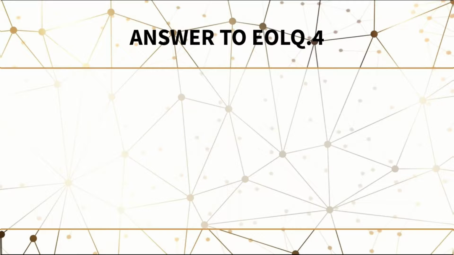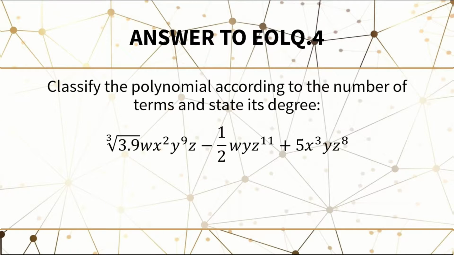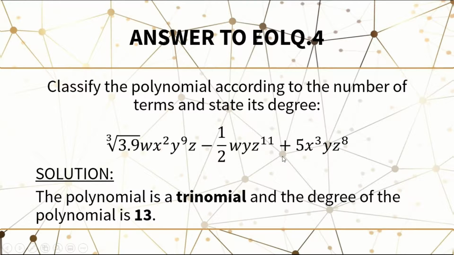Sagutin muna natin ang answer ng ating end of lecture question video number 4 doon sa ating previous video. And that is, we need to classify the polynomial according to the number of terms and state its degree. So, sa polynomial na ito, ang sagot natin dito is ito. Ang classification niya according to the number of terms ay isa siyang trinomial, tapos ang degree niya ay 13. Bakit naging 13? Kasi this is a multivariable polynomial, kaya kailangan natin pag-addin yung exponents ng bawat terms.